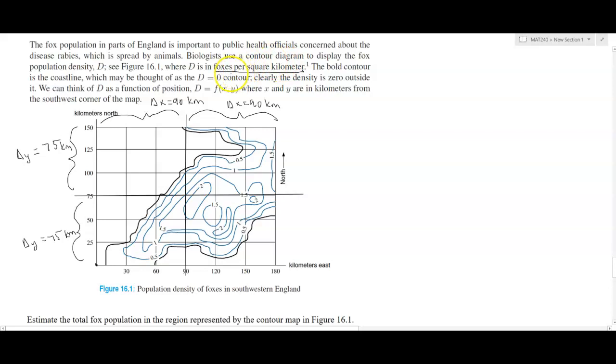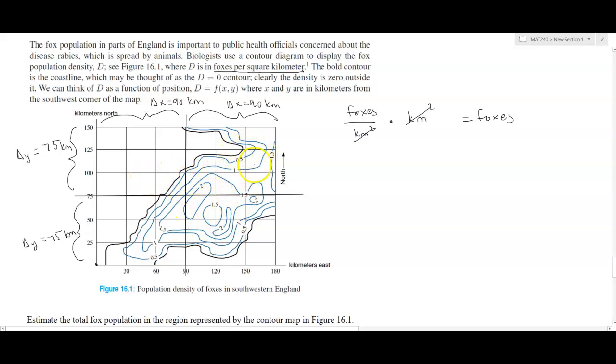And if we can come up with an estimate of how many foxes there are per square kilometer, then we can multiply foxes per square kilometer multiplied by how many square kilometers we have in that region, which will give me foxes. And that's exactly what I want to estimate. So not only are integrals useful for computing volumes, but they help us add things together that we want to add together.